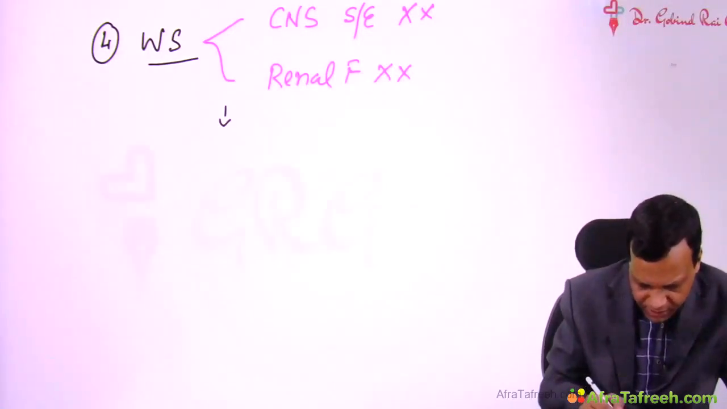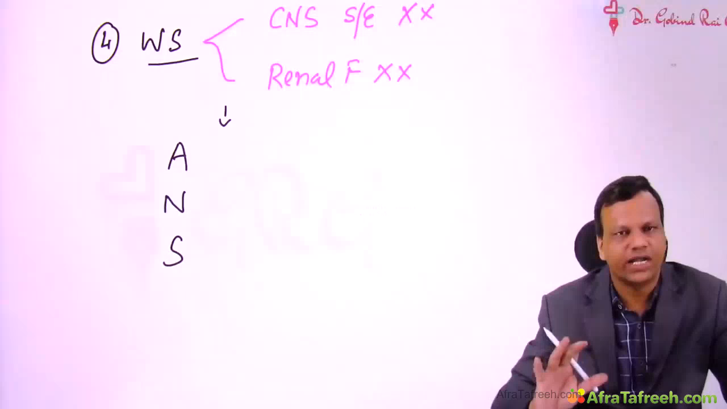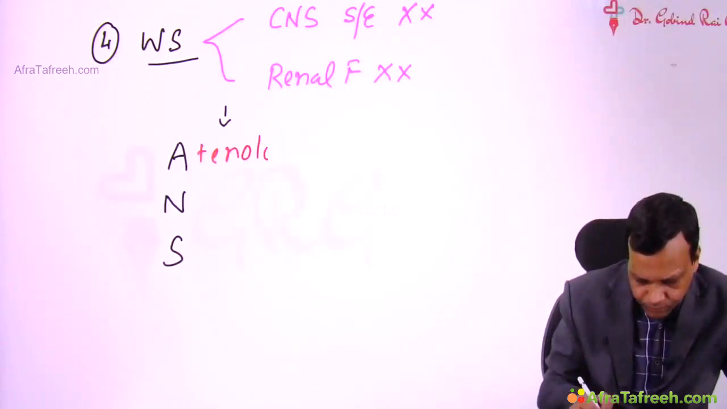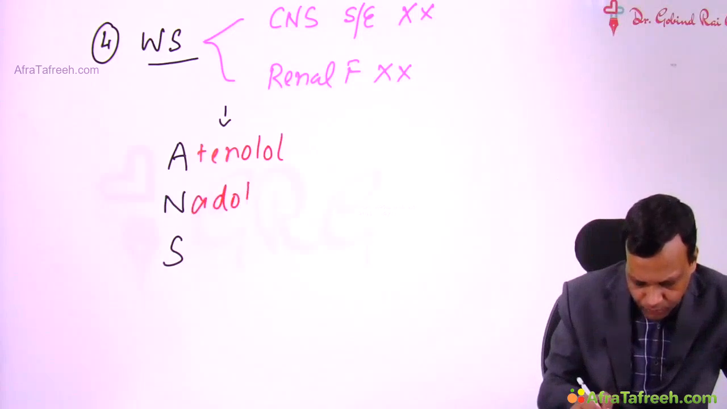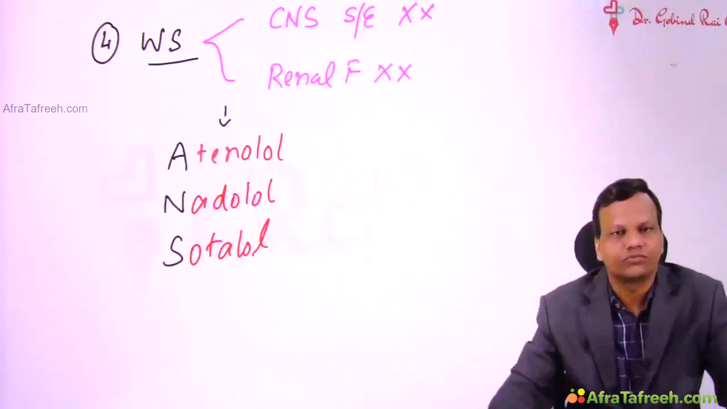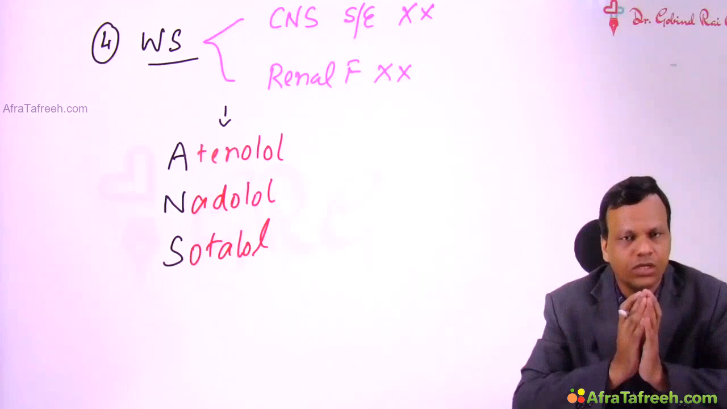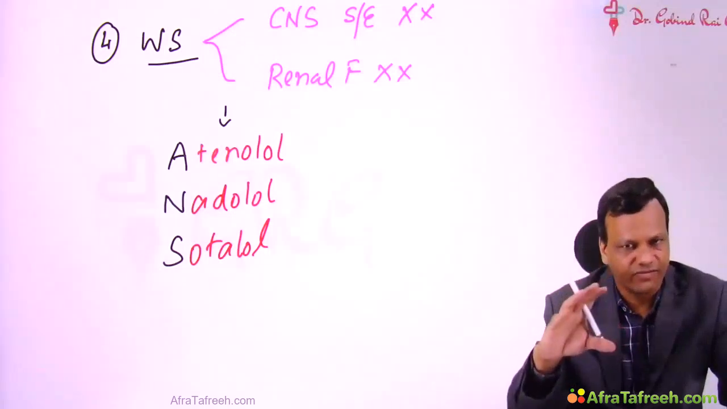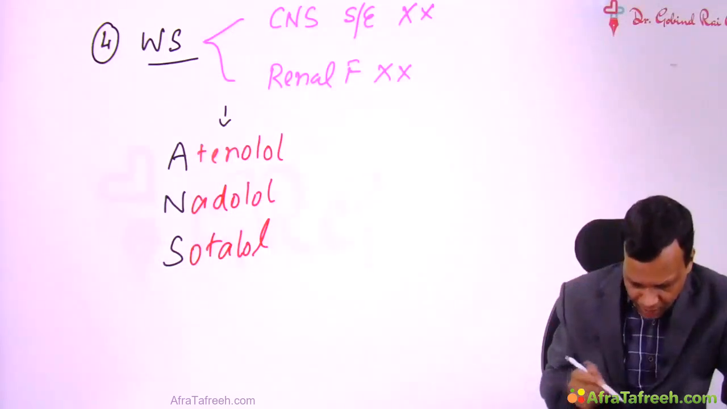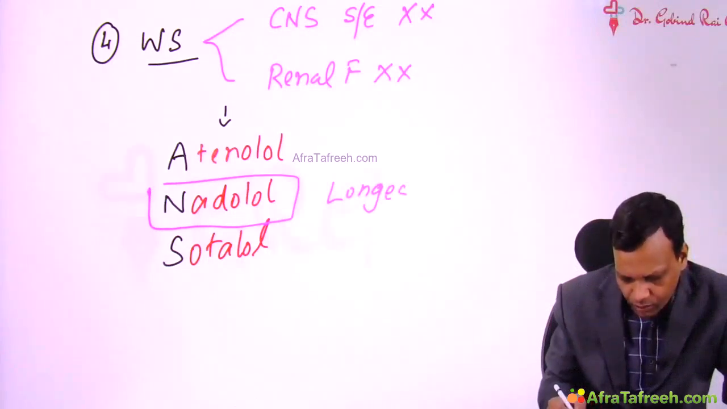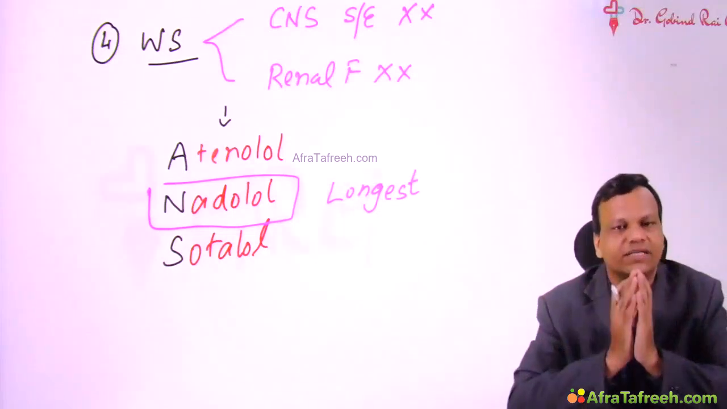These are remembered as ANS. So ANS is contraindicated in renal failure. The drugs are A for atenolol, N for nadolol, S for sotalol. So atenolol, nadolol and sotalol are contraindicated in renal failure, but they do not cause CNS side effects. And one more thing you can remember, nadolol is the longest acting beta blocker.